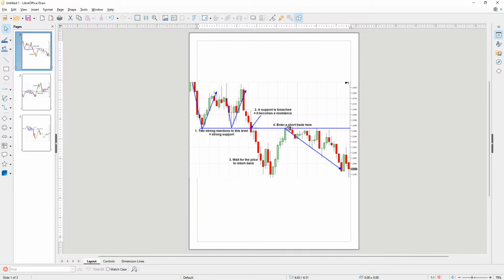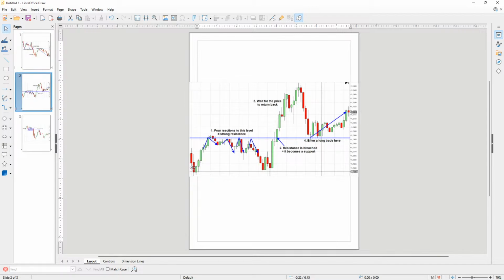But if we wait for this support level to become resistance, then when this rejects here, we know buyers showed up before right here, and that's going to be our price target to get out of the trade. Okay.